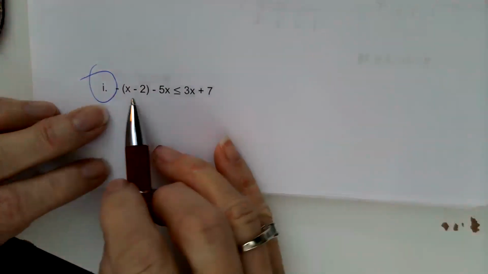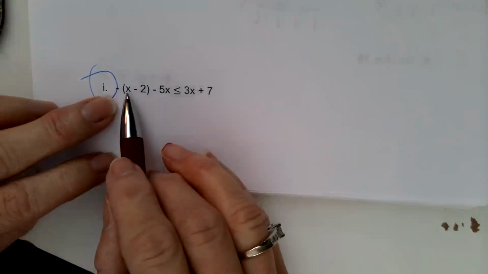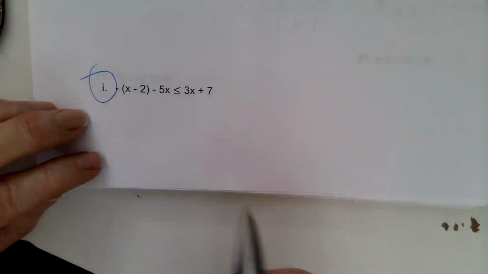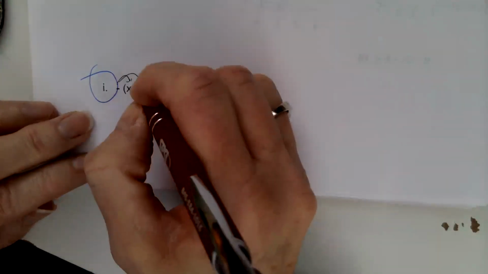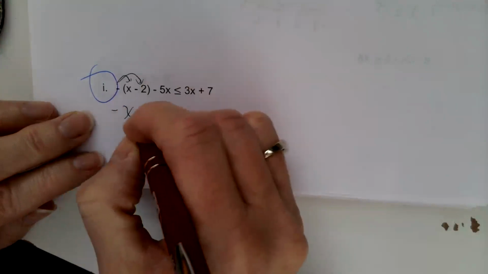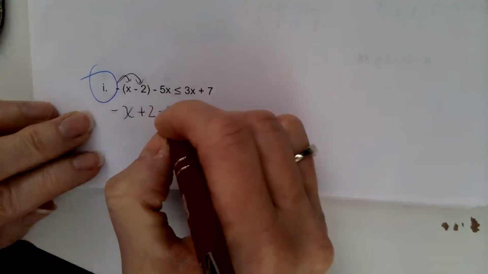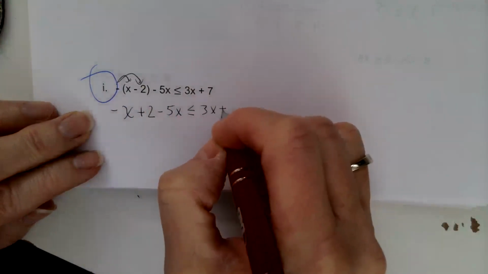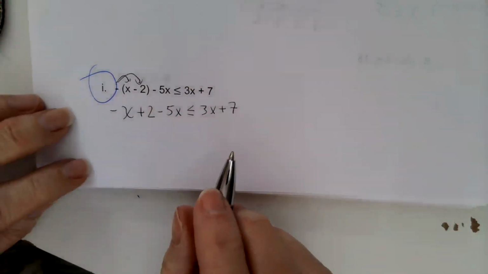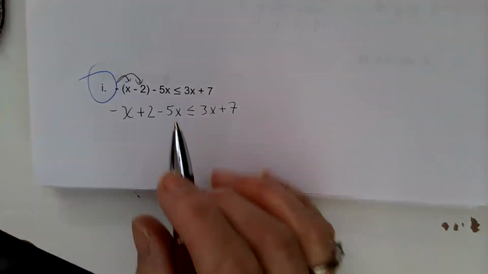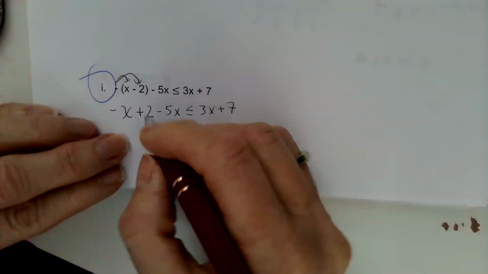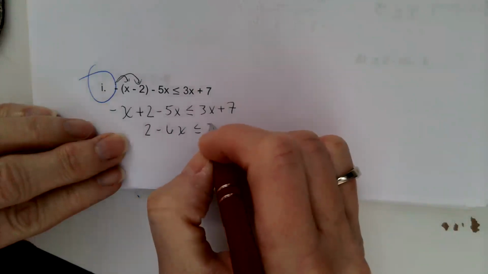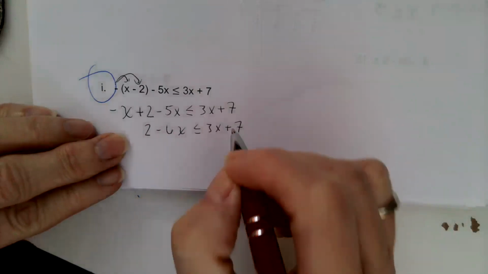So let's look at I. I has a negative of this x minus 2 and then subtract 5x is less than or equal to 3x plus 7. So we're going to use our distributive property. So we have a negative x plus 2 minus 5x less than or equal to 3x plus 7. I'm going to combine my x terms here. So we have 2 minus 6x less than or equal to 3x plus 7.